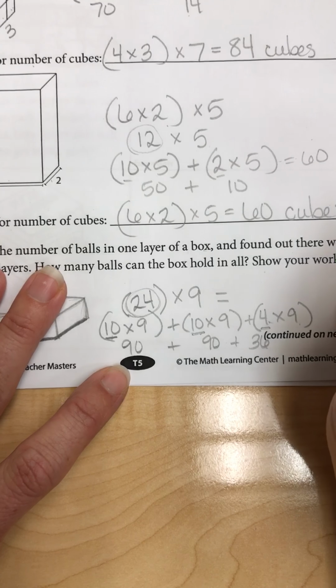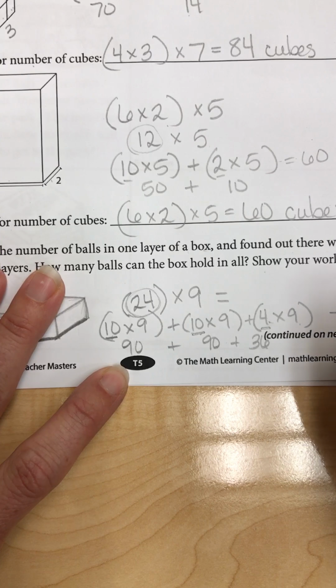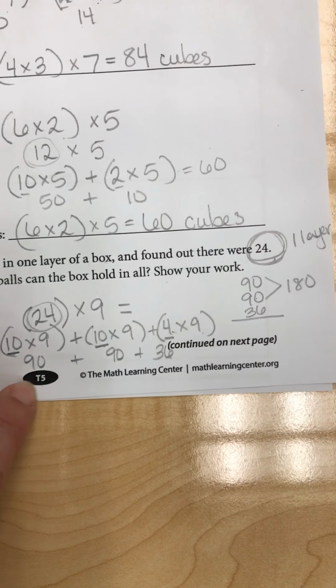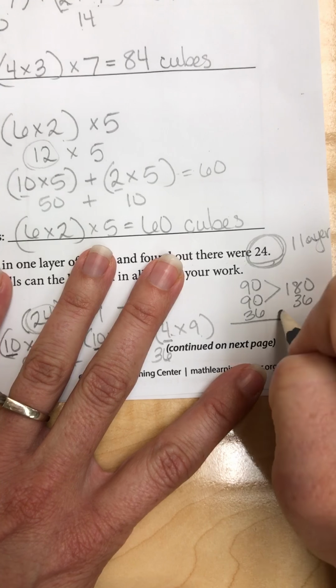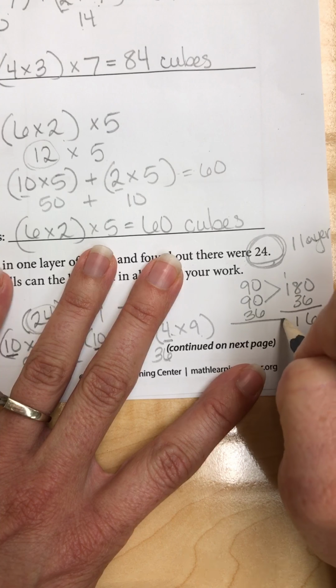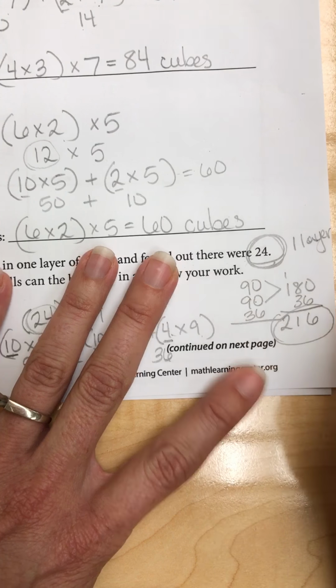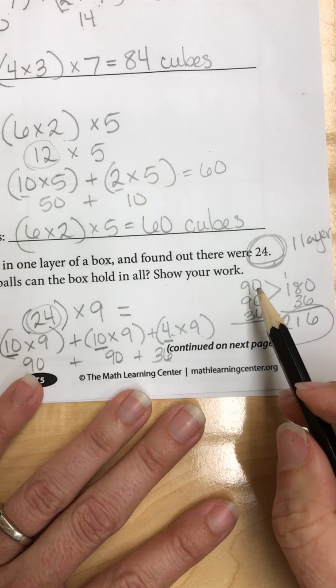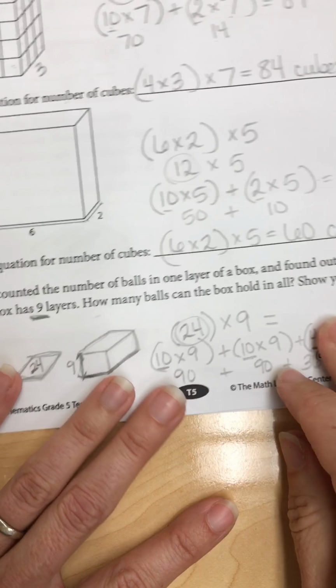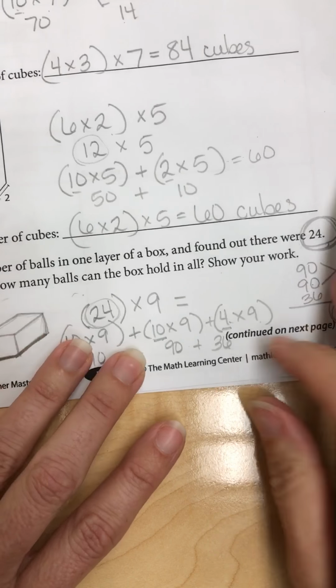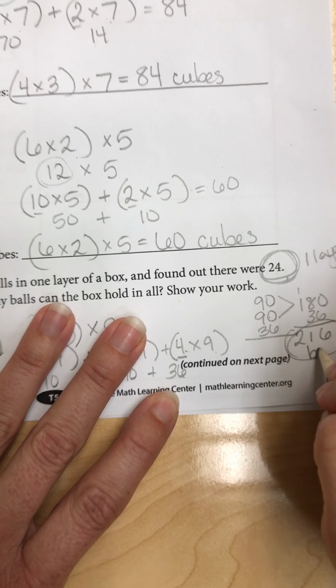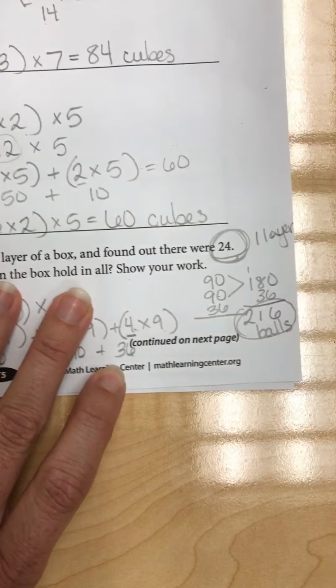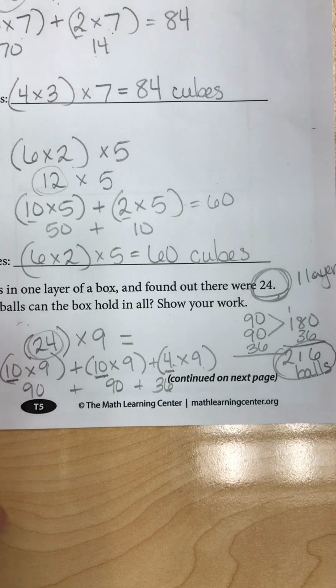So now I can add them up. 90, 90, and 36. I know 90 and 90 make 180. And then I just have to add 36 more. So I have 216, but I'm not done. How many balls can the box hold? I have to label it. 216 balls is my final answer.